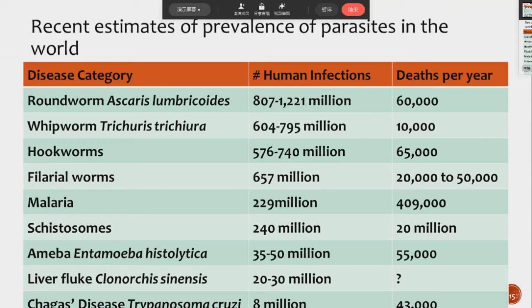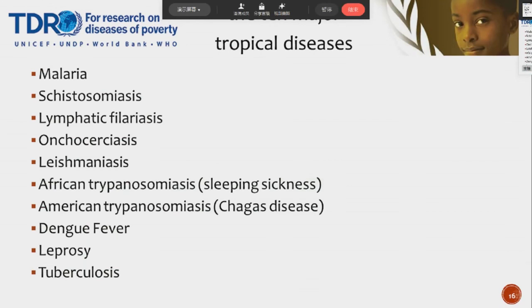Annually, about 43,000 people die from it. From infection to death, it may take 1 year to 3 or 4 years. That is Chagas disease. So we can see that in the world there are a lot of parasitic diseases happening. The WHO has made statistics for the 10 major tropical diseases.